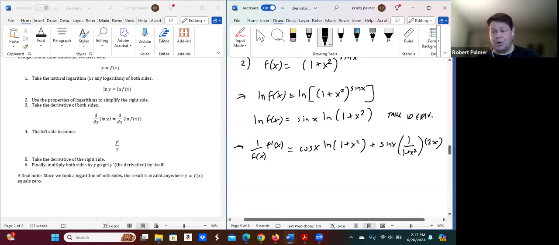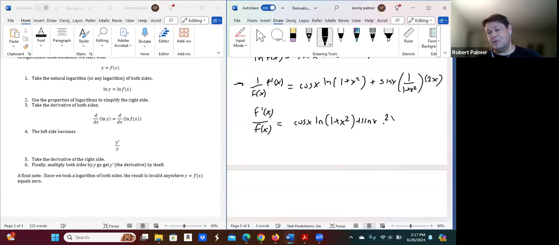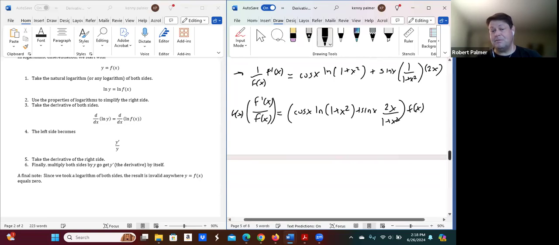And so, actually, we're almost there. We just have to clean a few things up. We still have to solve for f prime of x, so let's multiply by f of x. Not too much more. So here we have cosine of x times the natural log of 1 plus x squared, plus the sine of x times 2x over 1 plus x squared. And then multiply both sides by f of x to get f prime by itself.